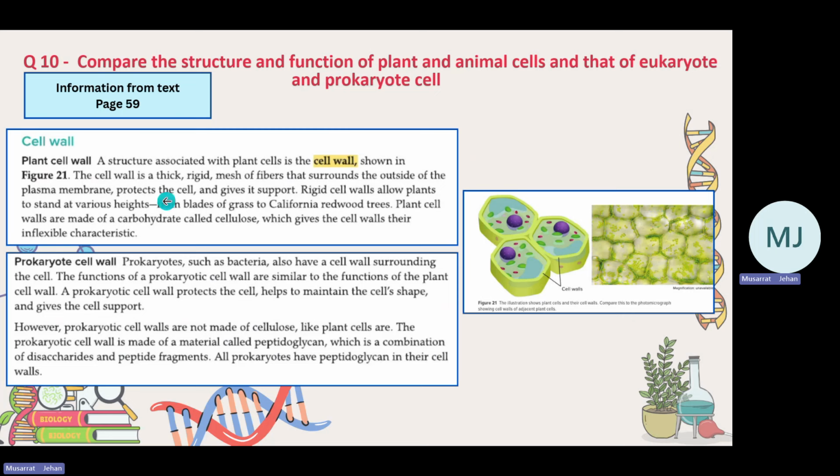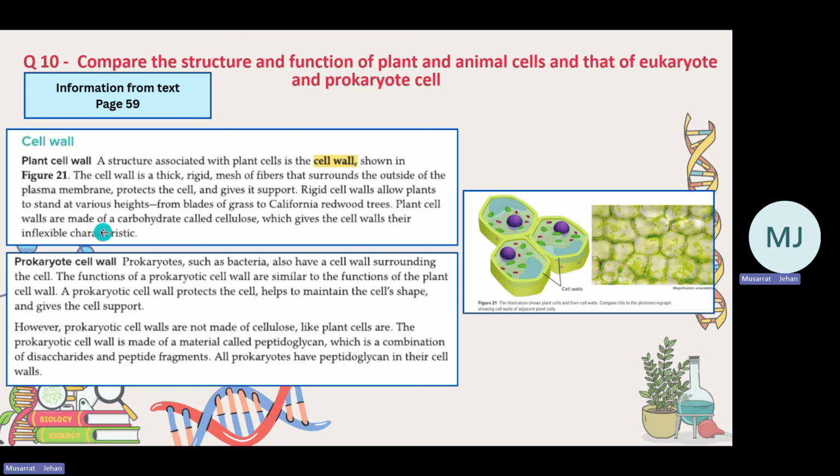So it protects the cell and gives it support. It's rigid and thick, so it is giving support and protecting. Rigid cell walls allow plants to stand at various heights. So how can plants stand so high? They need some support, even from blades of grass to big trees.